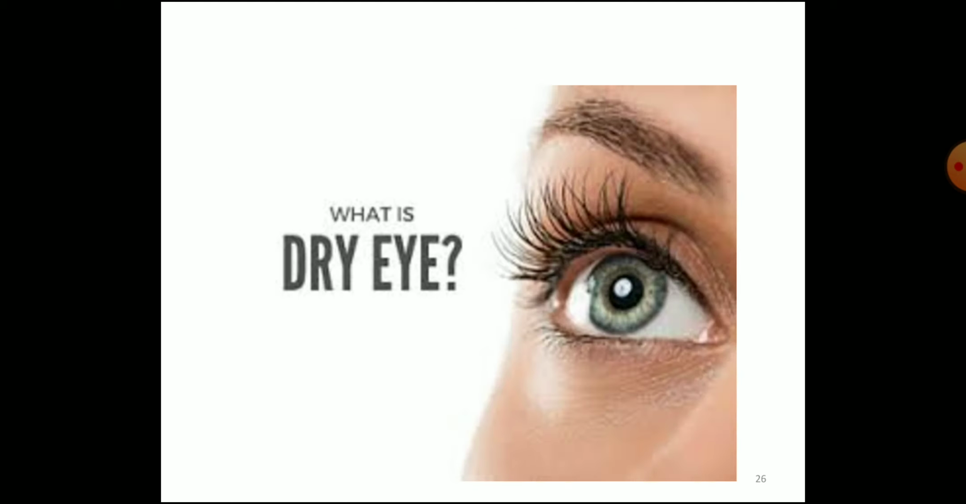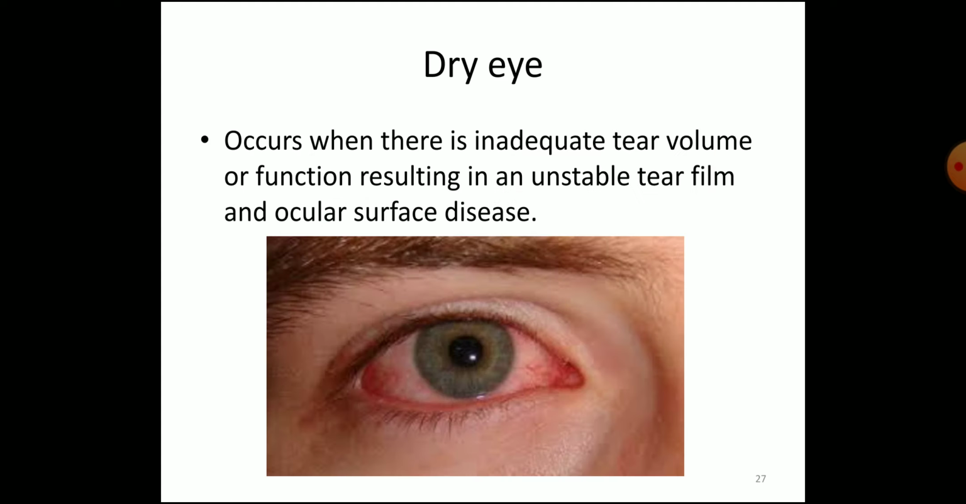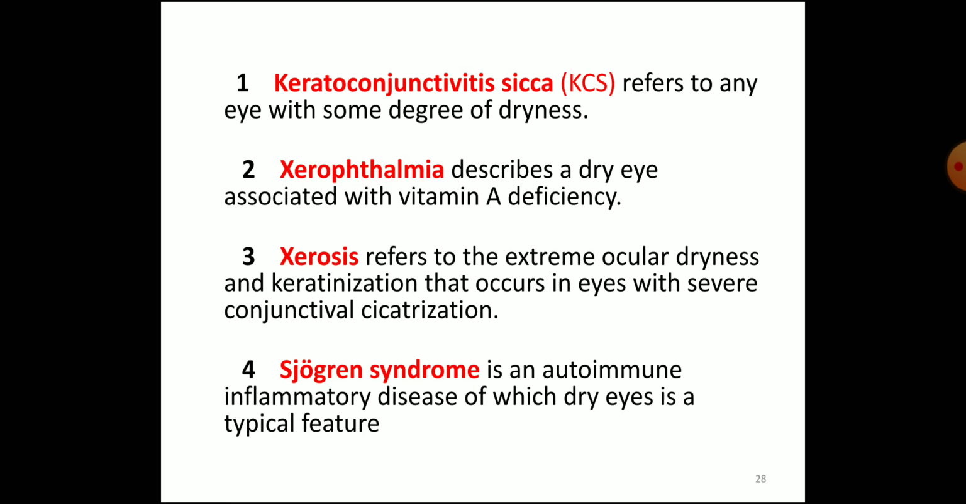Now what is a dry eye? You might have heard and you might have seen what is a dry eye. Dry eye occurs when there is inadequate tear volume or function resulting in an unstable tear film and the ocular surface. So if there is inadequate tear volume, and not only inadequate tear volume, but also if the function of the tear film is not proper, it forms an unstable tear film on the ocular surface and produces disease. There are various types of diseases.